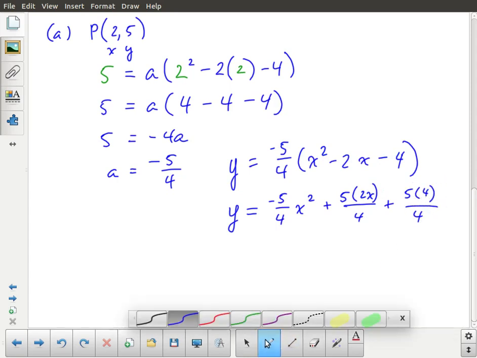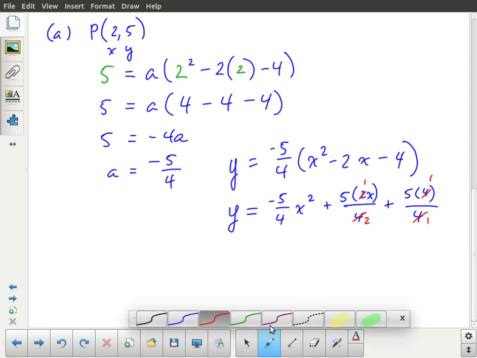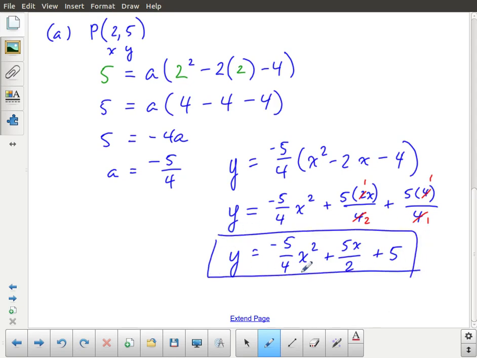And the reason I said I'll take my time there is because there's some extra common factors. 2 goes into 2 once and 2 goes into 4 twice. 4 goes into 4 once and 4 goes into 4 once. And so my final answer here is y equals negative 5 over 4 x squared, plus 5x over 2, and plus 5. And so that is the answer to part A.